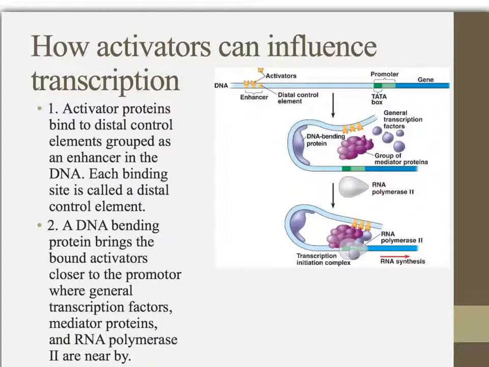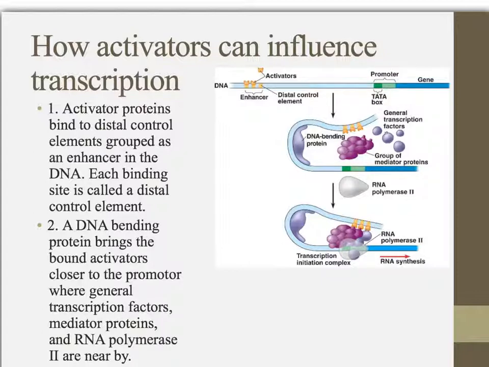So we have three parts here. Two are written down. I'll explain the third one. Activator proteins bind to the distal control elements grouped as an enhancer. So the distal control elements are each one of these three. The activators are binding to it, and the whole thing makes up an enhancer. But that's pretty far away from the promoter and the TATA box.